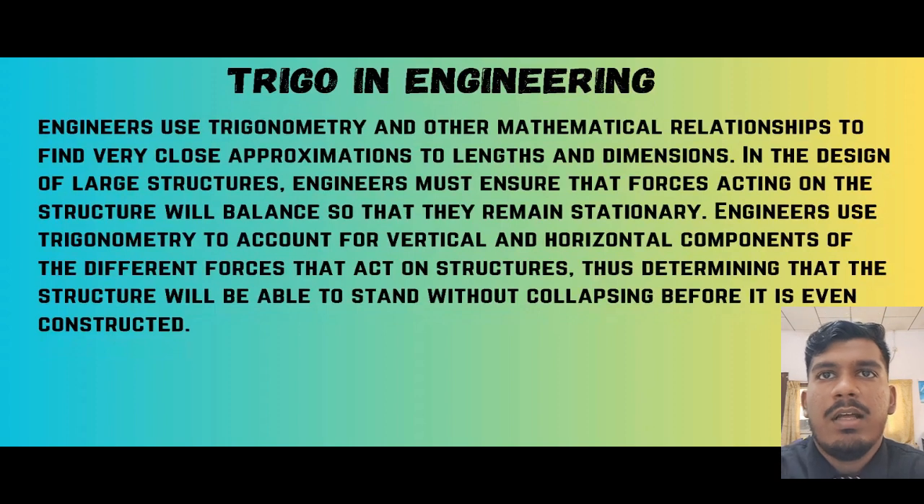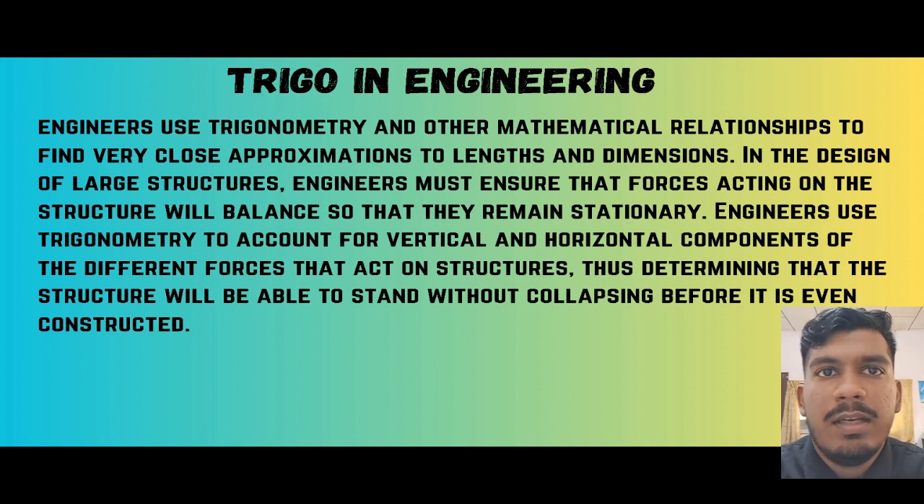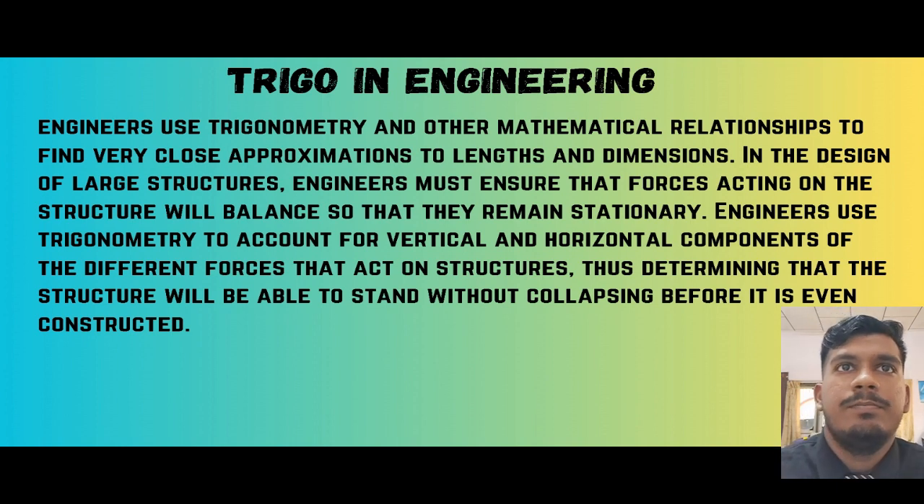Engineers use trigonometry and other mathematical relationships to find close approximations to length and dimensions. In the design of large structures, engineers must ensure that forces acting on the structure will balance so they remain stationary. Engineers use trigonometry to account for vertical and horizontal components of different forces that act on structures, thus determining that the structure will be able to stand without collapsing before it is even constructed. These strategies, based on mathematical knowledge, enable engineers to design solutions to problems that might otherwise be unsolvable.